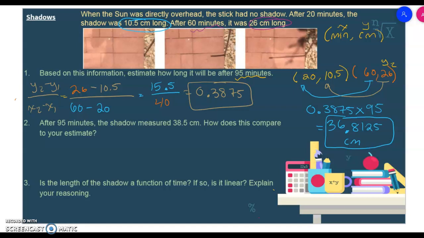So now let's look at our second problem here. Oh, hey, look, it says after 95 minutes, the shadow measured 38.5 centimeters. So they did tell us if we were right or wrong. Well, we weren't technically wrong at all. We were just off. So it says, how does this compare to your estimate? So how we're actually going to compare it is take what it should be and subtract it from what we got, 36.8125. We're going to see how close we were to being exact.